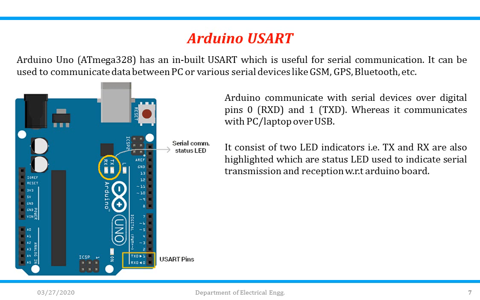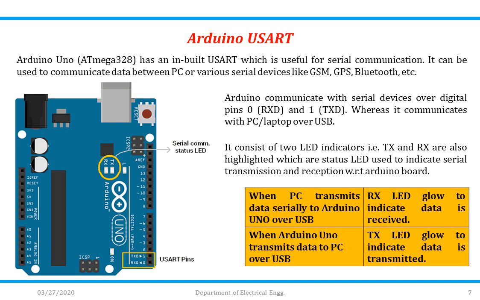Now if you observe here, it consists of two LED indicators. First is TX, second is RX. TX and RX are also highlighted in a diagram, which are status LEDs used to indicate a serial transmission and reception with respect to the Arduino board. So let's discuss how it operates.